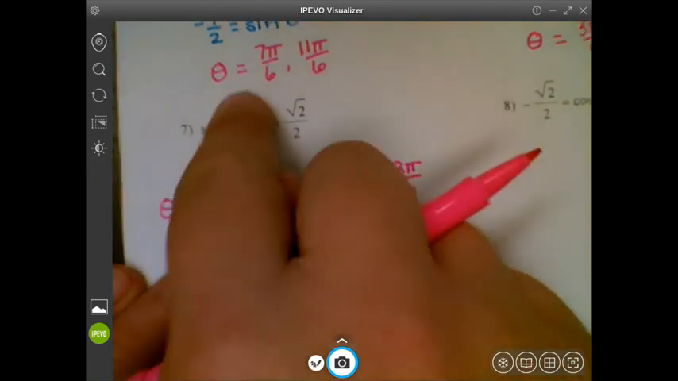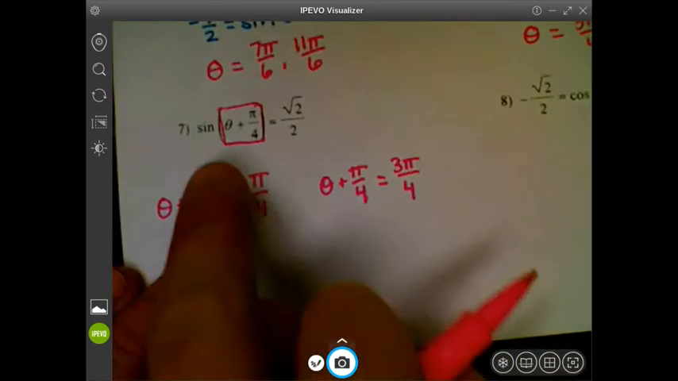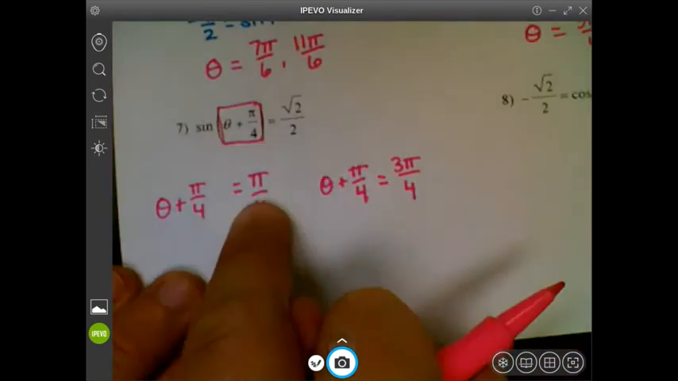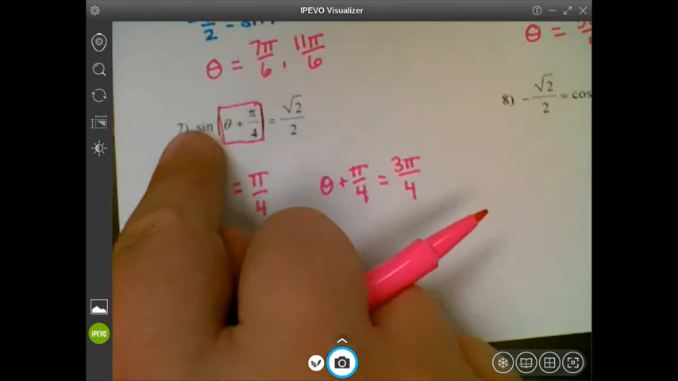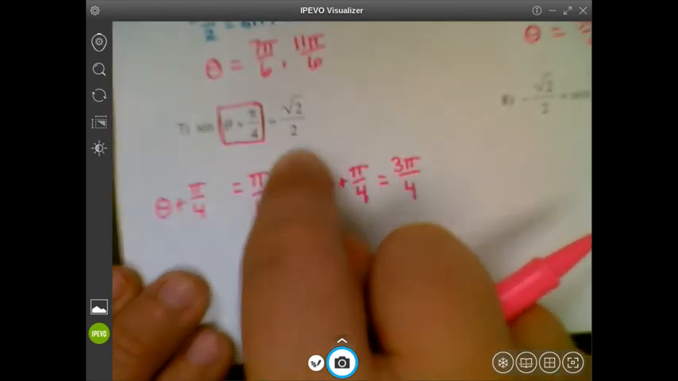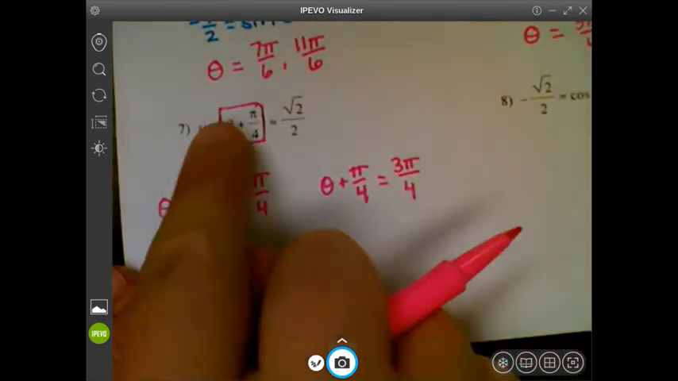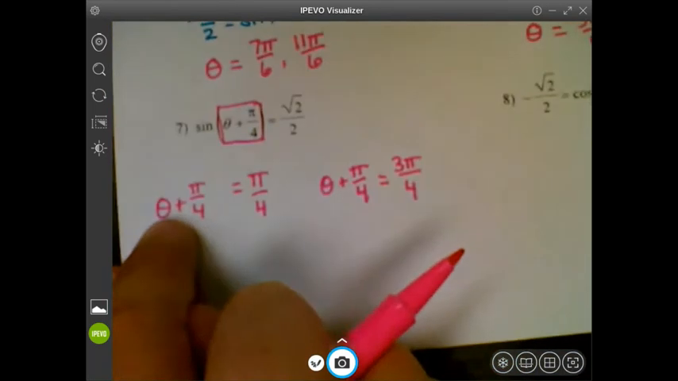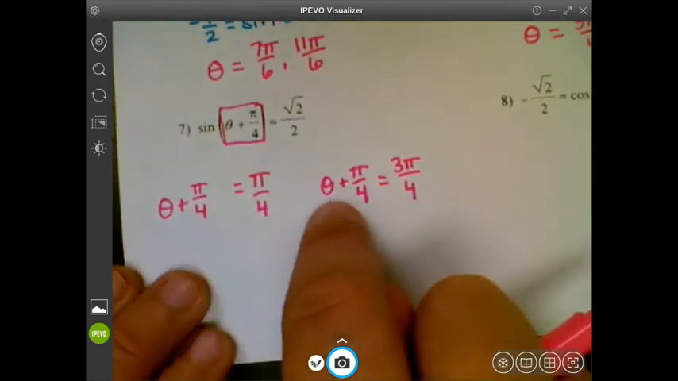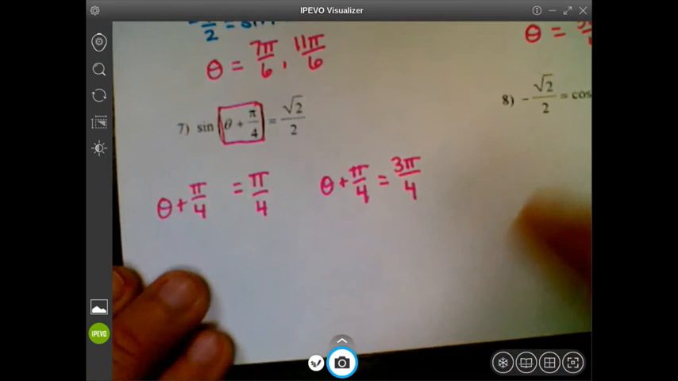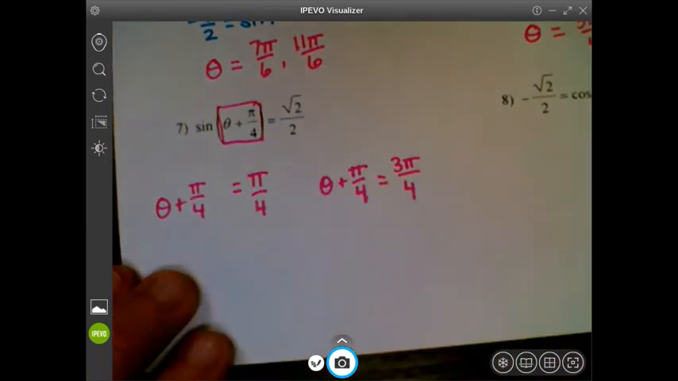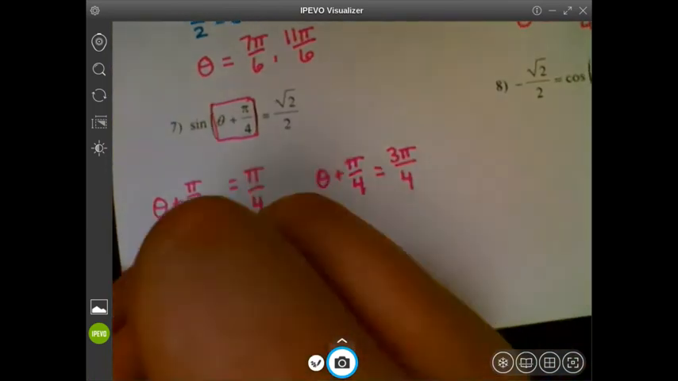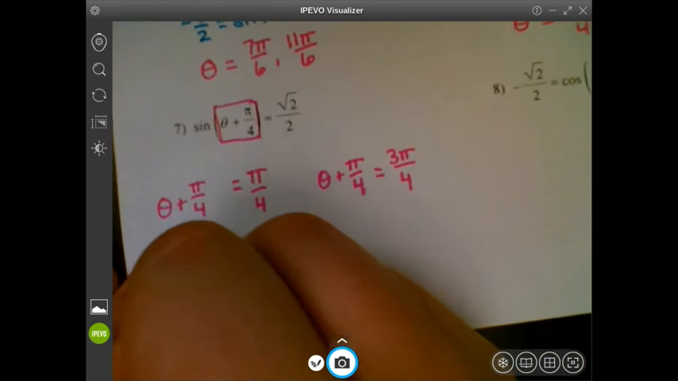So whenever you have this extra step inside of your trig function, you're going to first figure out, hey, what angles do I have the sine equal to the square root of 2 over 2? And that's what we have here. And then what was inside of the trig function, we're going to put here and here on the other side of our equal sign. We're going to continue to solve. So we would subtract pi over 4 from both sides.